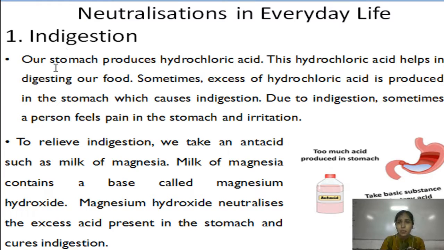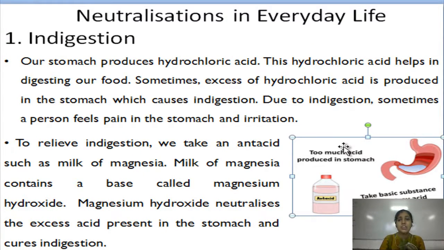Indigestion. Our stomach produces hydrochloric acid. This hydrochloric acid helps in digestion of our food. Sometimes excess hydrochloric acid is produced in the stomach, which can cause indigestion. Due to the indigestion, sometimes a person may feel pain in the stomach and irritation. To relieve the indigestion, we can take an antacid such as milk of magnesia.